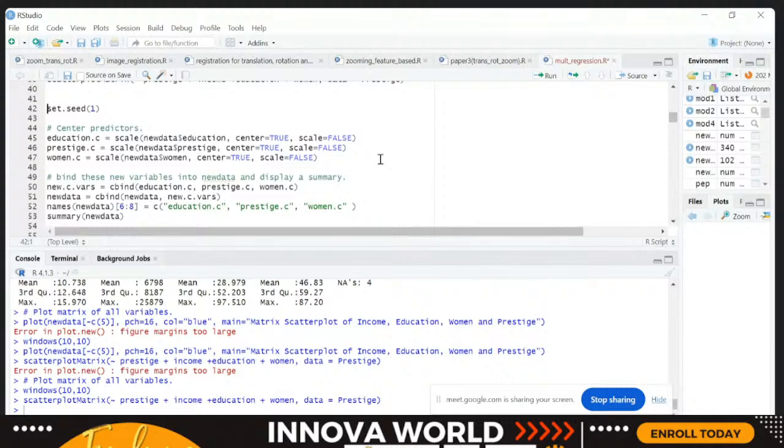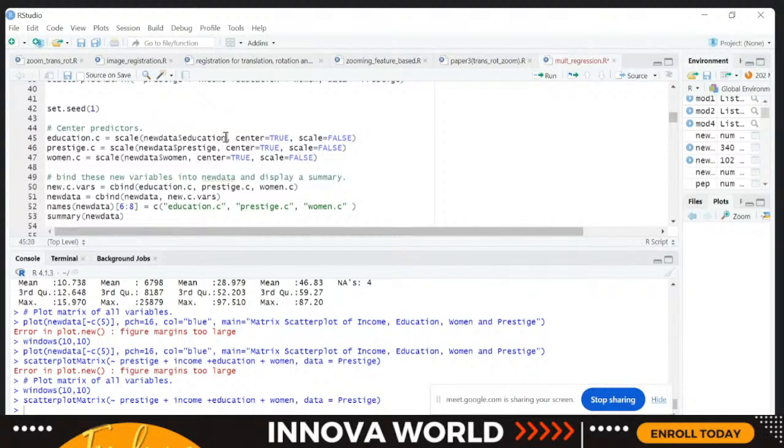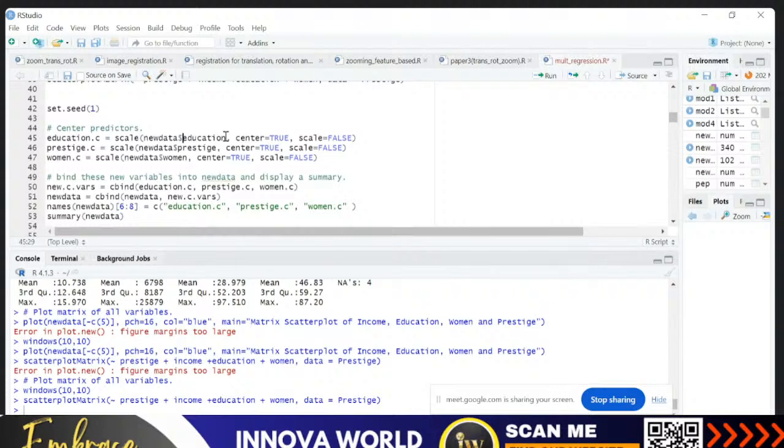in the explanation of the model. So for that we are creating the variable education.c. That means c stands for centralized. You can use anything, it doesn't matter what you use here. We are using the command scale, and the variable we want to centralize is education. Education is inside the data set new data, so we are writing new data dollar education. That means fetch the variable education from the new data set. Center is equal to true and scale is equal to false.